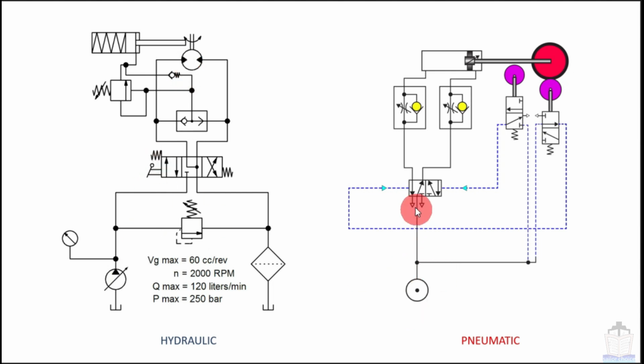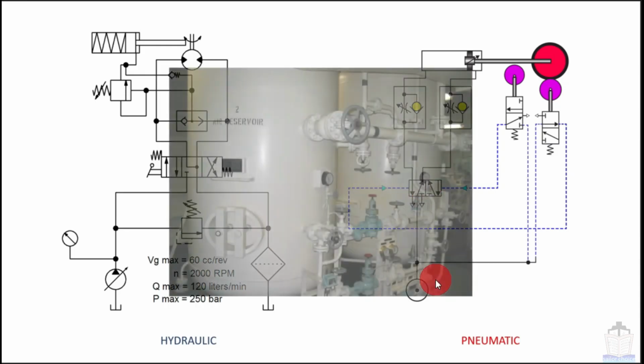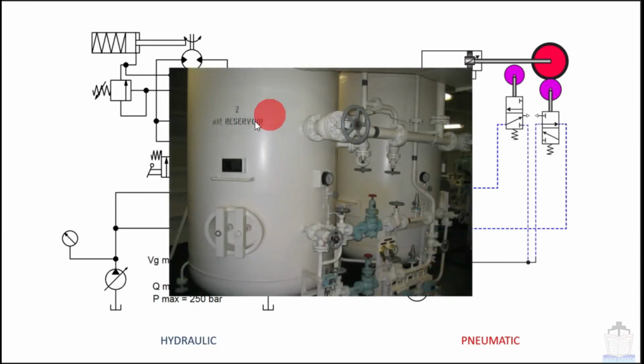In pneumatics you will find these white triangles here also. So this is the pneumatic circuit. About this source: it means any pipeline from where the air is being supplied to this valve. For example, this sort of reservoir is there, that is the main source, and from here the air is coming from this pipeline. So this white circle is showing these pipelines.